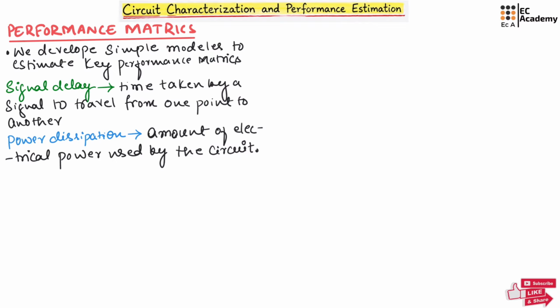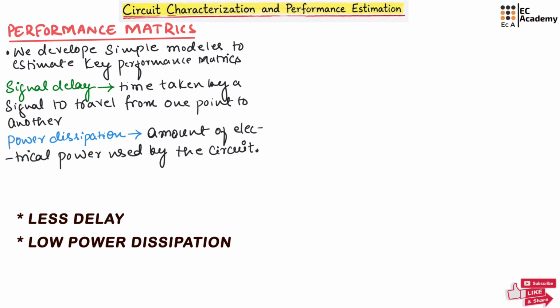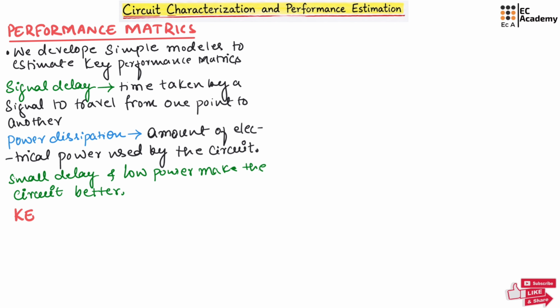So every designer wants less delay and less power consumption, as that will give better performance. You need to remember, a good circuit has small delay and low power, which makes the circuit better. Now let us understand the important areas we study. There are 6 major areas. We'll understand one by one.